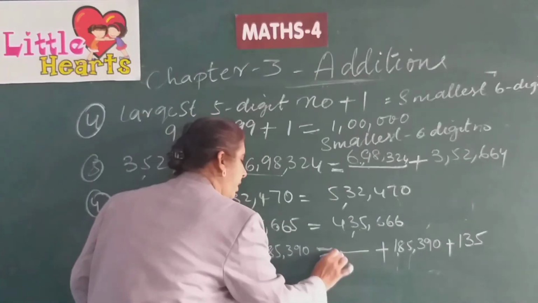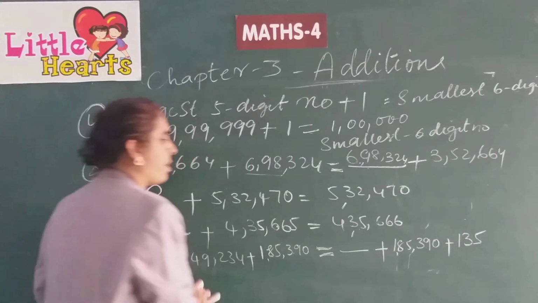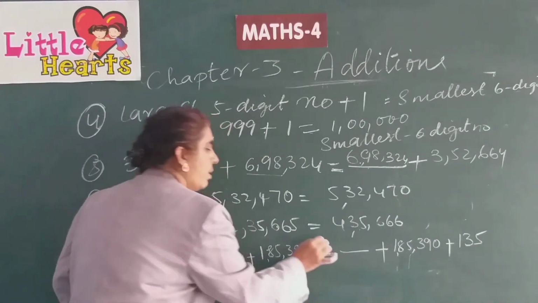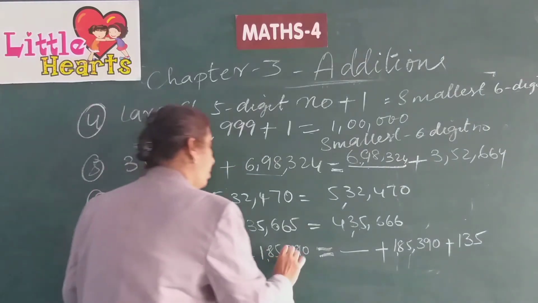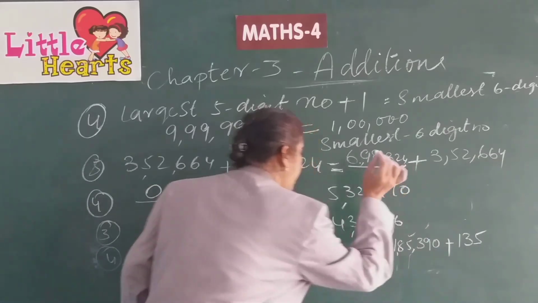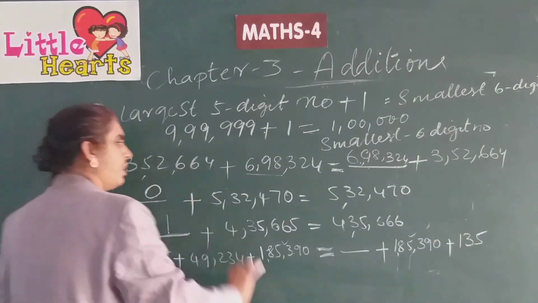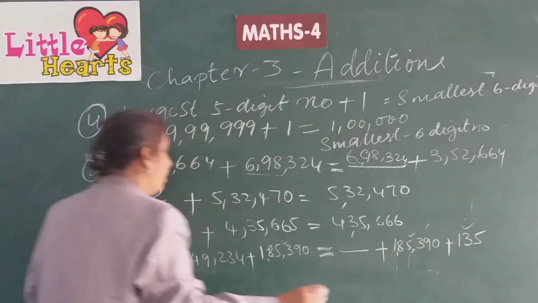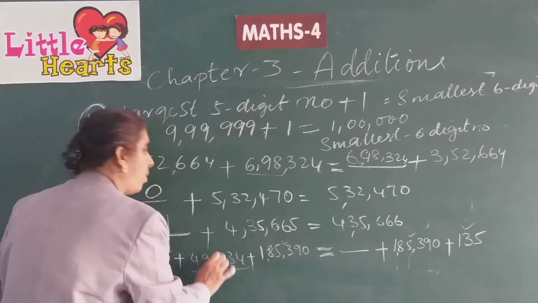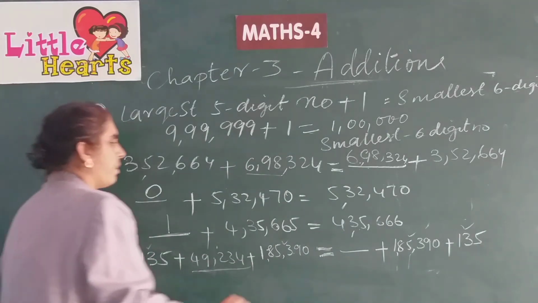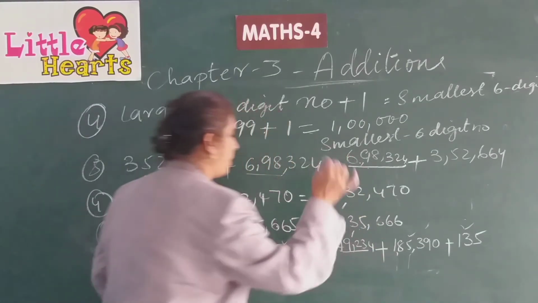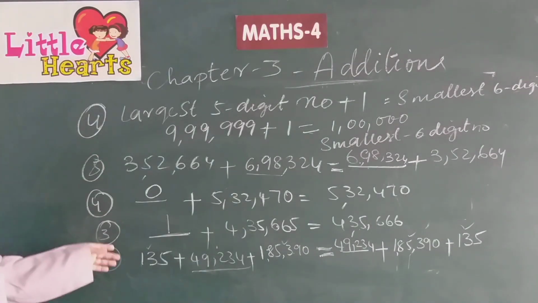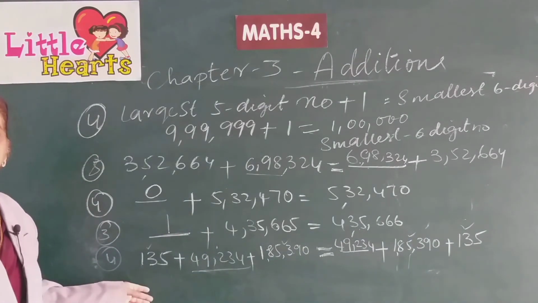Here the left hand and right hand side should have the same numbers because there is an equal to. We know that the sum will not change, the answer will not change. So this number is here, this number is here, this number is here. So the missing number should be written on the right hand side, 49,234. These are based on the properties of addition.